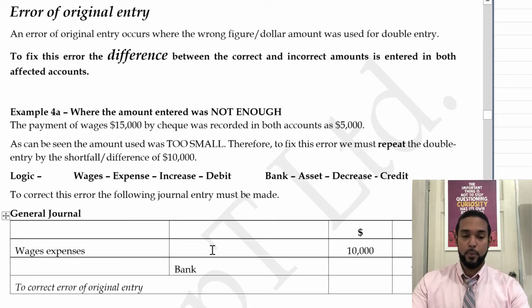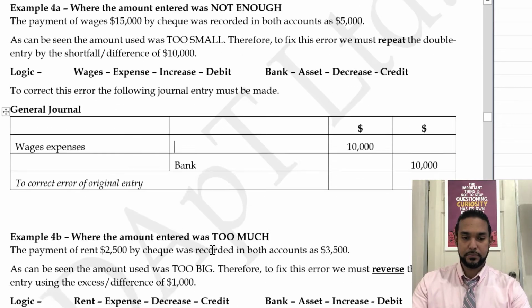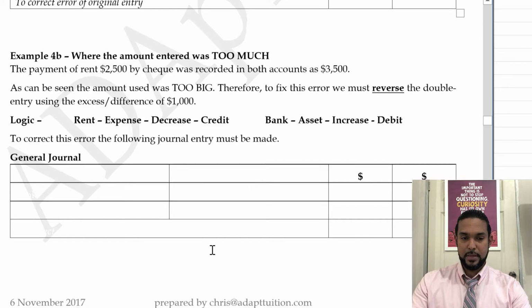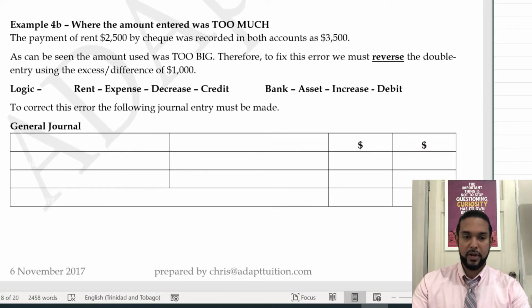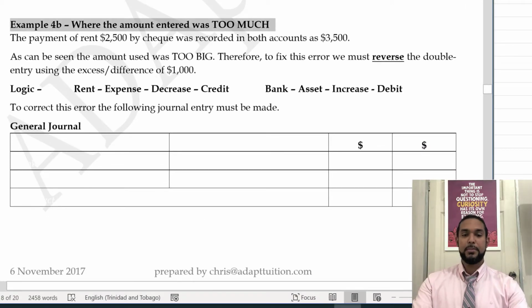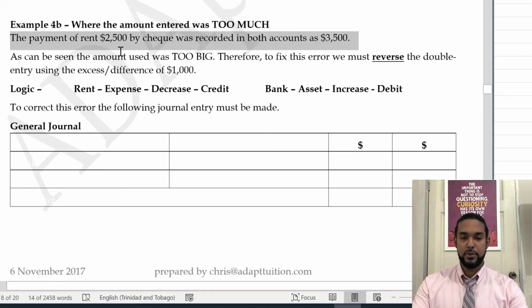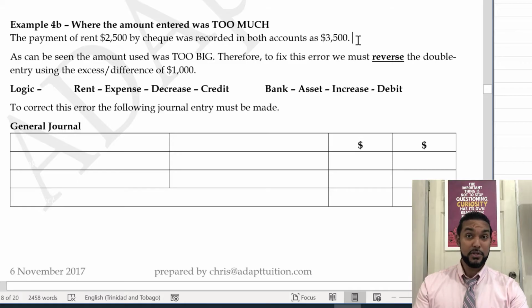Okay, so that was example 1. Well, 4A, I guess you could say. Let's take a look at example 4B. Right, let's take a read. So this example is where the amount entered was too much, also known as an overcast or overstated amount. So the payment of rent, $2,500, was recorded in both accounts as $3,500. So we have too much in the account.